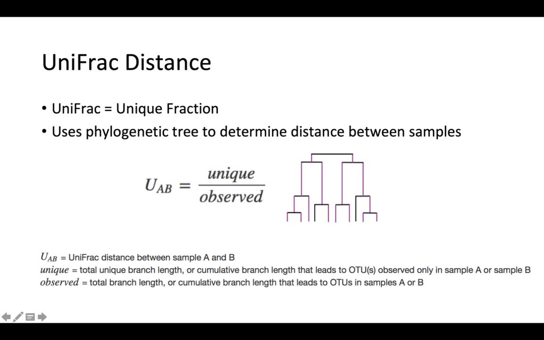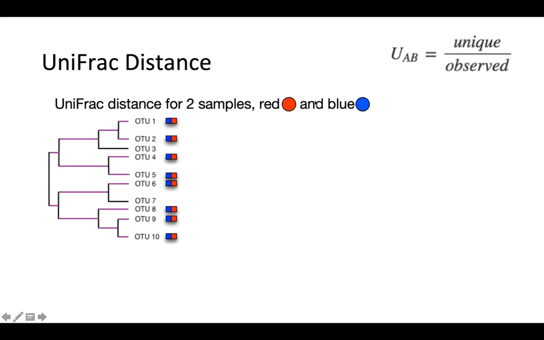So what does that look like? Here we've got two samples, let's say a red sample and a blue sample. And here are all the OTUs that were observed in either of the samples, all the possible OTUs we could find. And this little symbol over here means that we found OTU number 1 in both the blue and in the red sample. So this has a purple branch because that OTU is shared between both samples. And for this example, let's say we found every OTU in both samples.